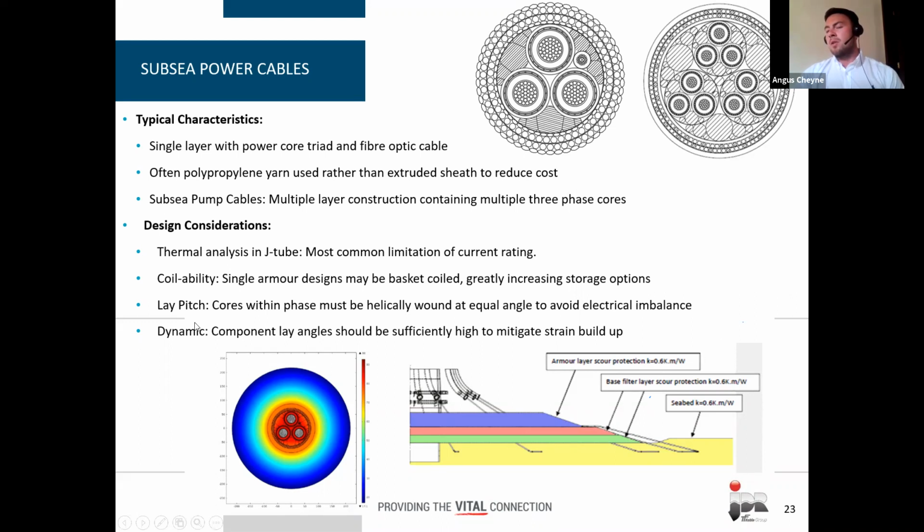And another consideration is the lay pitch. If we look at these examples here, you'll notice that the triad of cores are always positioned equally from each other, and also a set distance from the center. This is to ensure that the length of the cables are exactly the same, to ensure that you don't have one phase of the power system that's longer than the other, and therefore you would end up with an electrical imbalance.